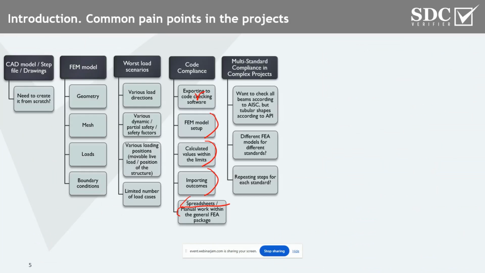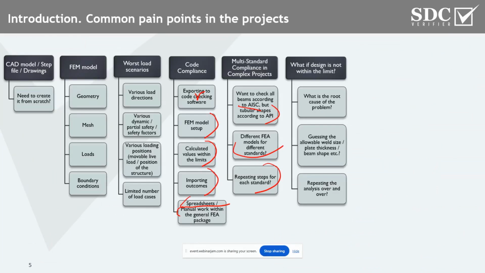I don't know if there is anyone from oil and gas or the offshore industry, but a typical question I hear is: I would like to check something according to the AISC standard, but tubular shapes I need to verify according to API, and some other part according to Eurocode, and another part according to DNV. So how to handle all this efficiently? Do you need different FEA models for different standards? What do you need to do to speed up the process? Do you need to repeat this step for every single standard? That's something we're going to close today as well.